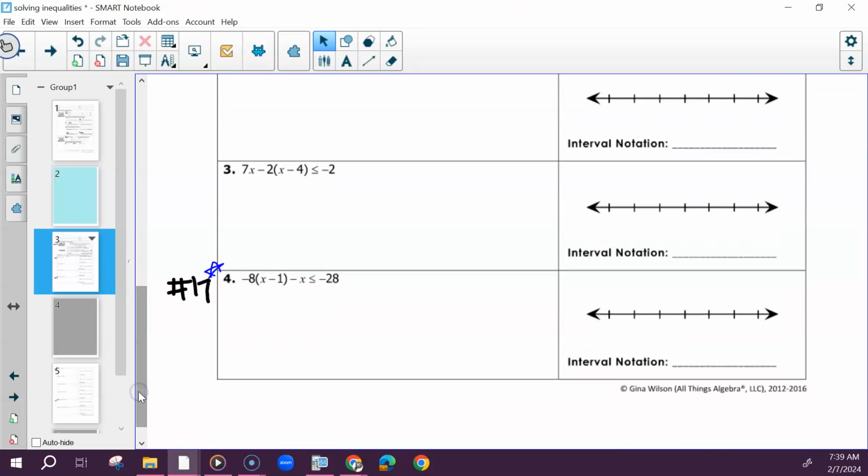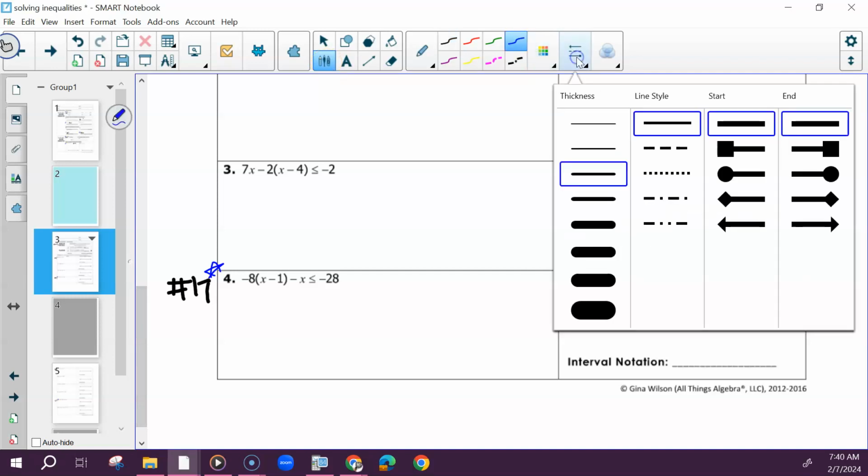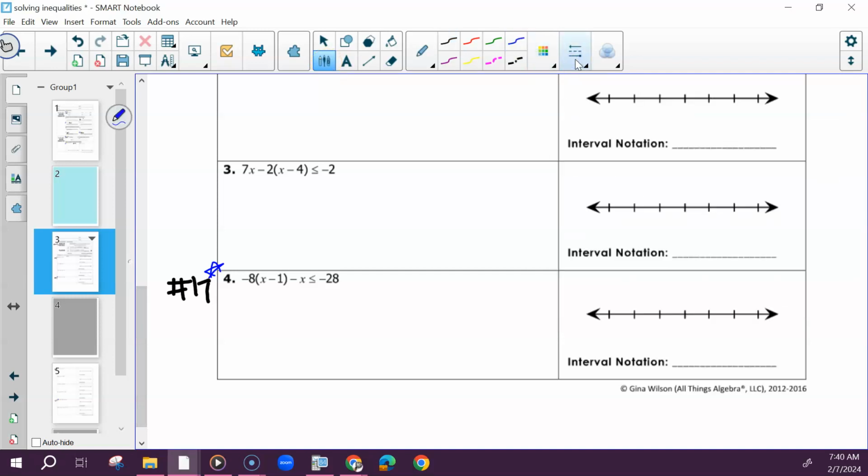So let's do examples 3 and 4, and then I'll let you guys choose on the back if we want to see any more, and then we'll move on to word problems. So for 3, how would we start solving that? Distribute the -2. We have 7x minus 2x plus 8 is less than or equal to -2.